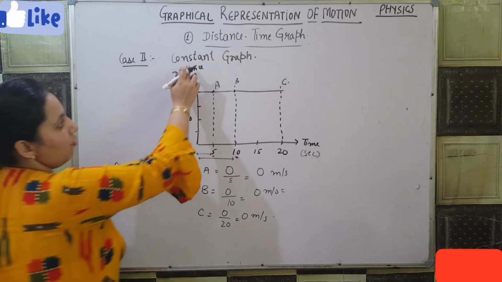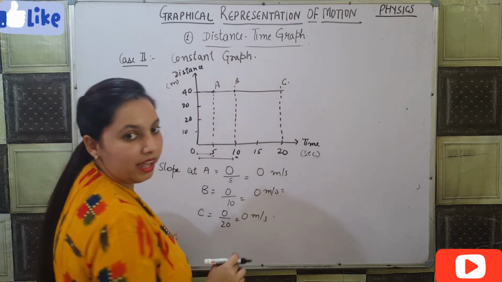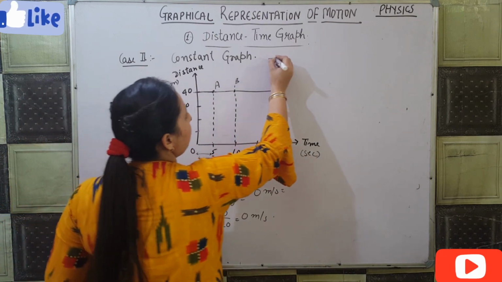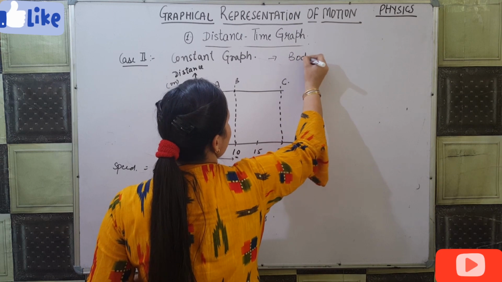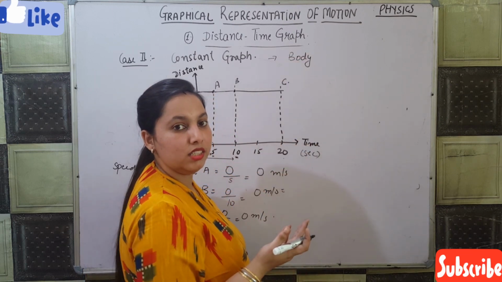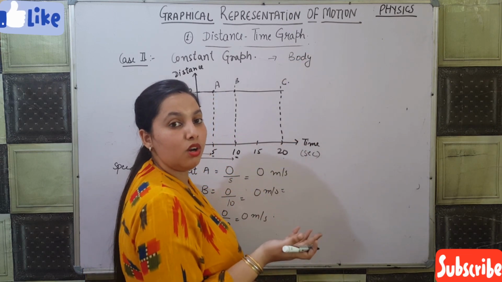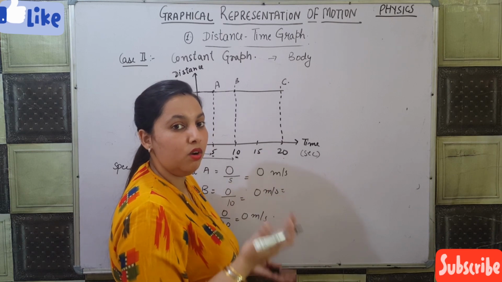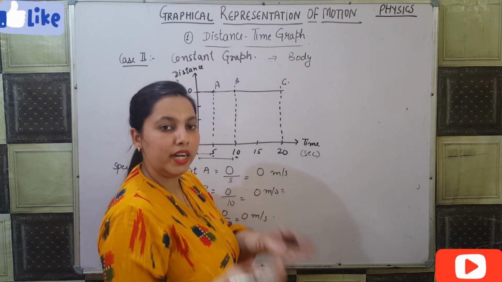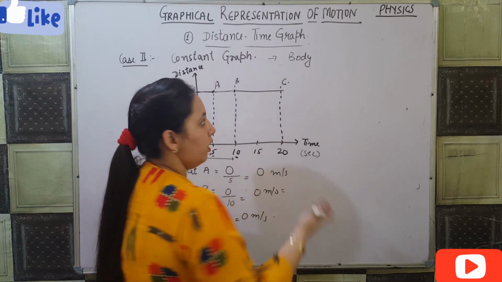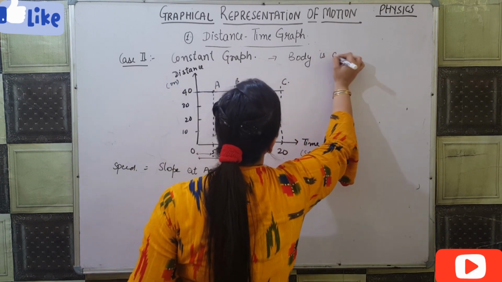What it means is, if a constant graph is there, the body is at rest. Speed is not changing, speed is 0. When the speed is 0, the body is not covering any distance in a given time. So the body is at rest.